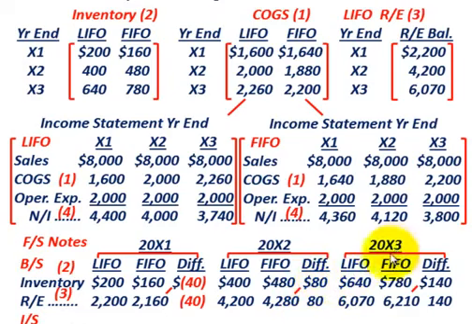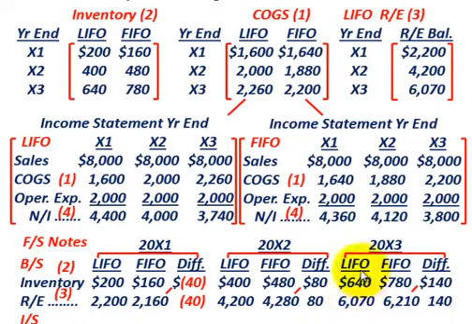And then year X3, same thing here. LIFO, let's go up there. So our inventory was 640 for LIFO, 780 for FIFO. So 640 for LIFO increased to 780 for FIFO. That means we had a greater end of the year balance, the difference is 140,000 or 140 here. So how does that affect our retained earnings?